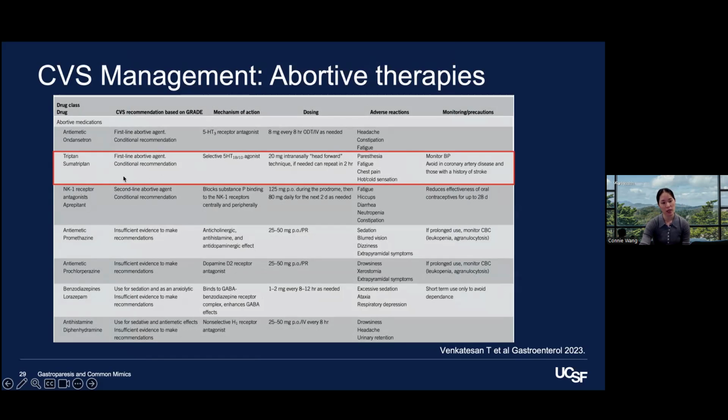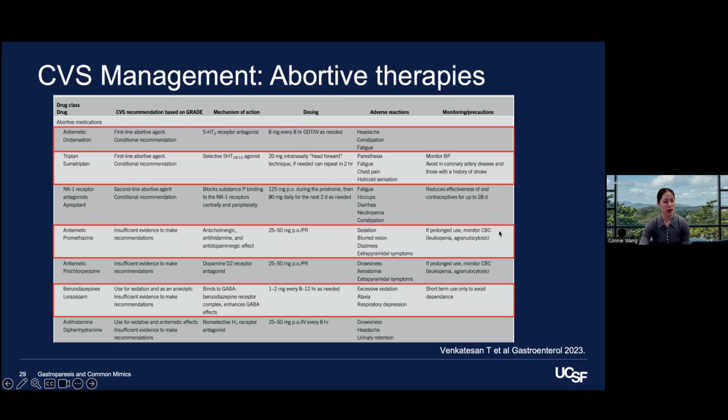The nice thing I like about sumatriptan in particular is that there is an intranasal form, which is really great and ideal for use during that prodrome period when people may already have difficulty taking a PO medication. That intranasal option is really helpful for a lot of folks. And then again, some of the other antiemetics that we're all familiar with can be used as well.